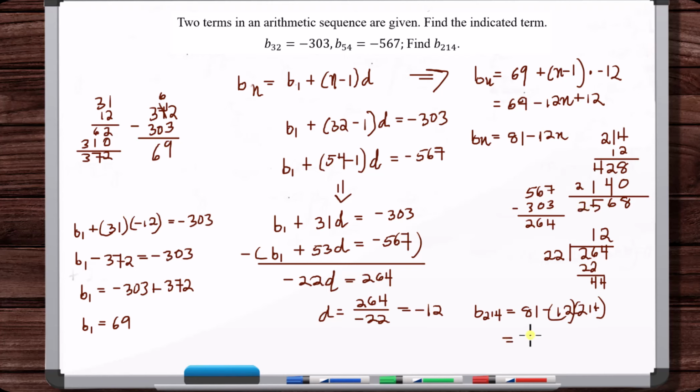Okay, so 81 minus, okay, so 2568, 81, okay. So b 214 is equal to, so this is going to be negative though, minus 2487.